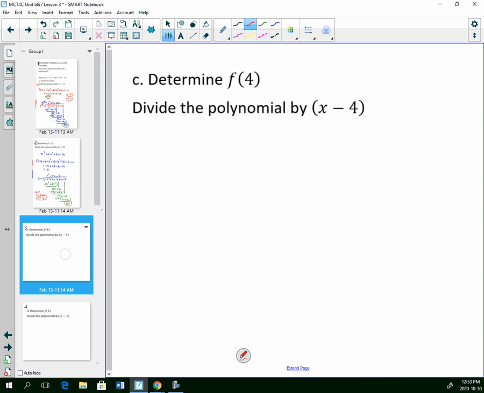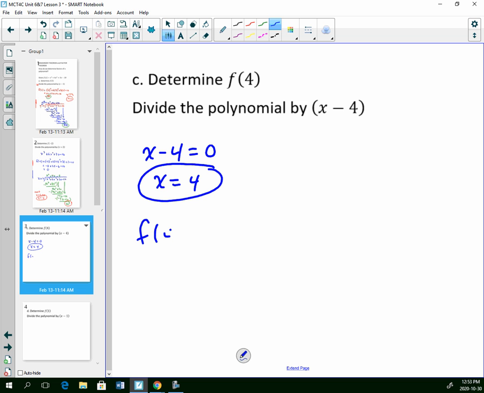So let's do it one more time to see if this works with the next one. So f of 4. So if I have x minus 4 and I solve for x, the root is 4. So if I do f of 4, so here's the polynomial again. So we're going to do f of 4.